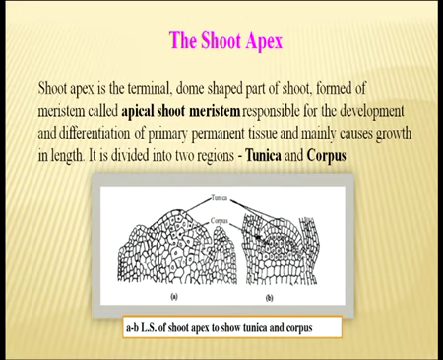It is divided into two regions as you can see in the diagram. The upper outer layer is called tunica. Tunica means the covering, the protection, and the corpus, which is the fast dividing tissue below the tunica. All right. So, this corpus is responsible for the future growth of the shoot and also for forming various other structures of the stem.